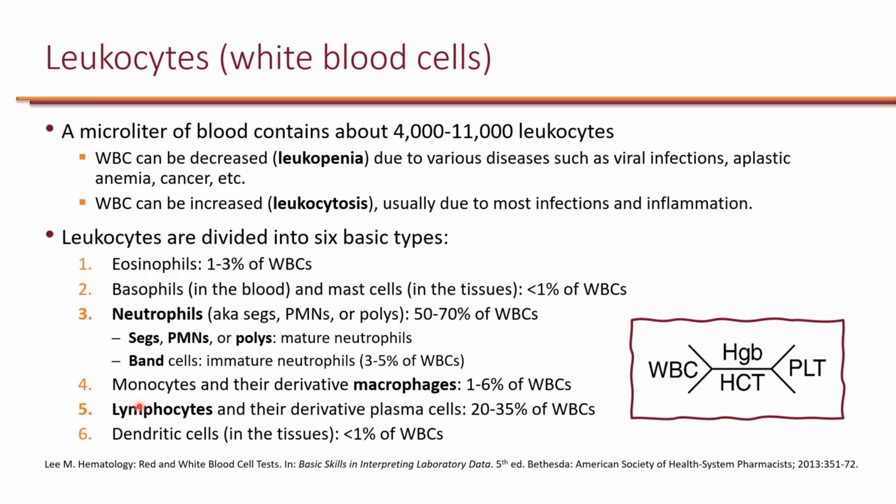Now, other types of leukocytes include monocytes, and they actually progress to become macrophages, and those are 1 to 6% of white blood cells. And then we have lymphocytes and their derivative plasma cells, and a big portion of white blood cells are lymphocytes, and they have an important role in developing memory. But they also have a big role when it comes to viral infections, and of course they are also important in other types of infections, including bacterial and fungal infections. And lastly, we have dendritic cells, less than 1% of white blood cells.